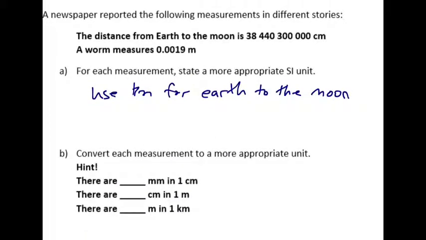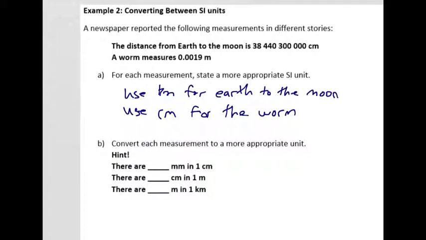What about the worm? What unit would make more sense for measuring the length of a worm? Probably centimeters, right? Use centimeters for the worm. You could maybe also get away with millimeters, but centimeters I think would be appropriate. Alright, cool. So let's actually convert these units.